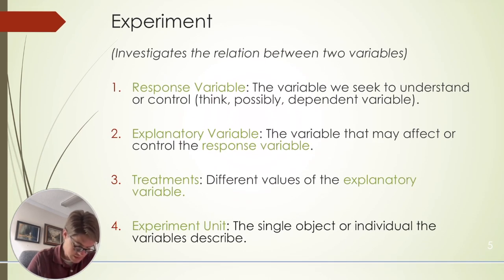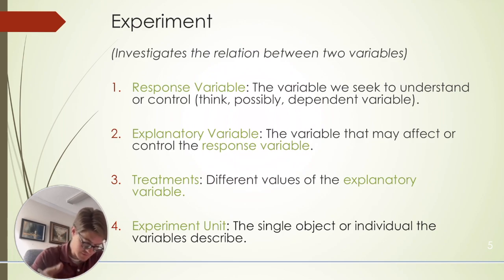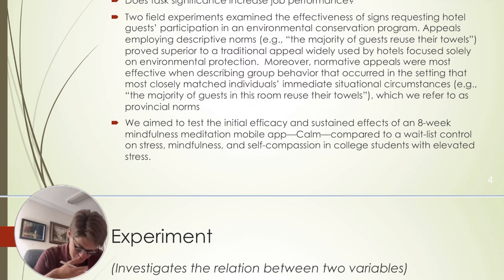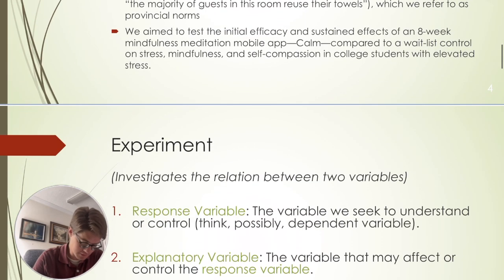So each of those experiments have a response variable and an explanatory variable. The response variable is what we call the variable that we seek to understand or control. You could also think of this as the dependent variable. So in our example here, does task significance increase job performance? The response variable is the job performance. That's what we're interested in. For that last example, the response variables are their ability to control stress, mindfulness, and self-compassion.